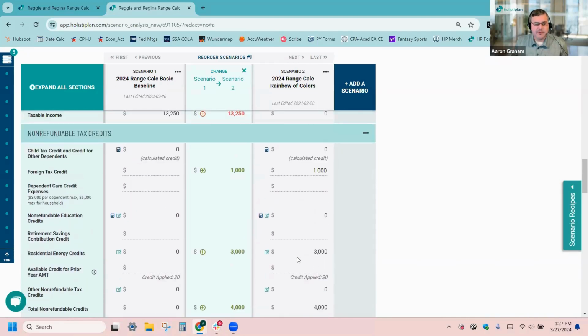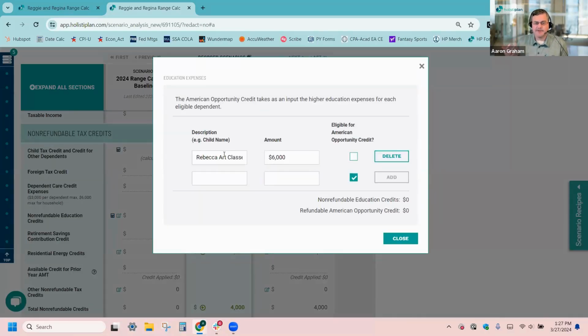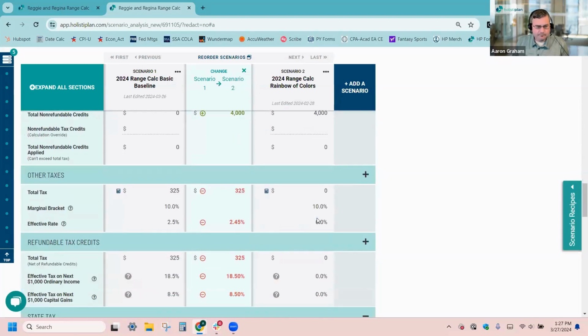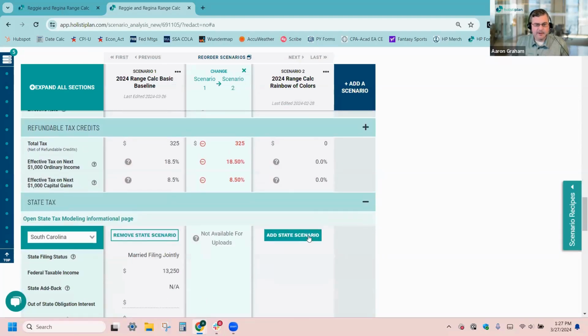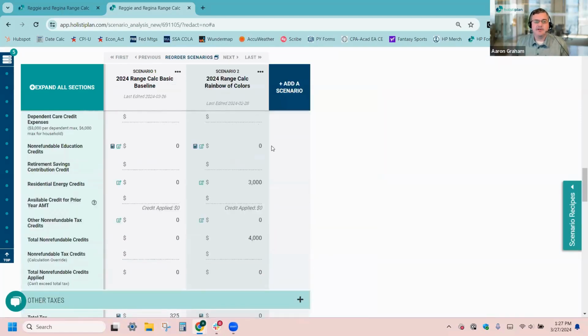And one thing you don't see in here, we also added, Rebecca's going to take an art class for $6,000, which is eligible for the lifetime learning credit, which is a non-refundable tax credit for education purposes. So Rebecca decides she wants to take an art class, $6,000. That's going to generate a credit for her down the line. All right, so again, just to show you the differences in what we did on this scenario, some of the things we added.